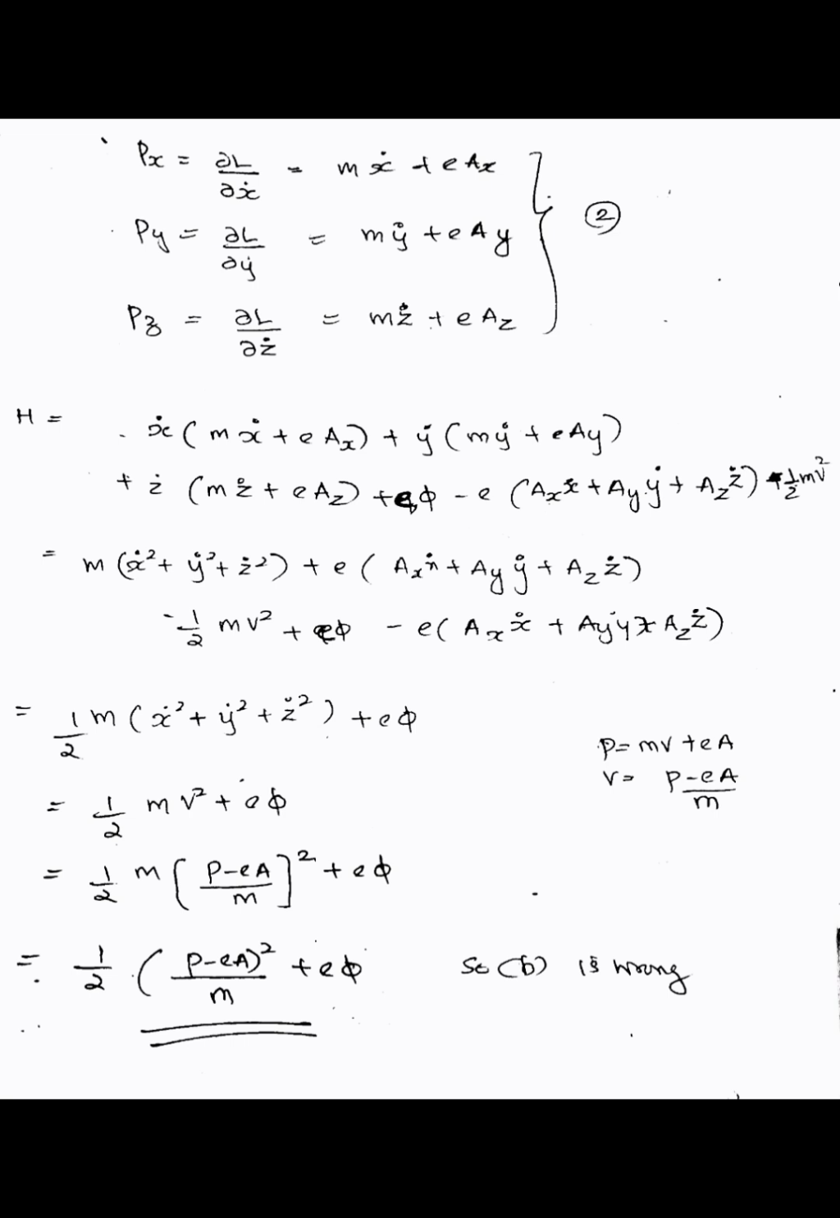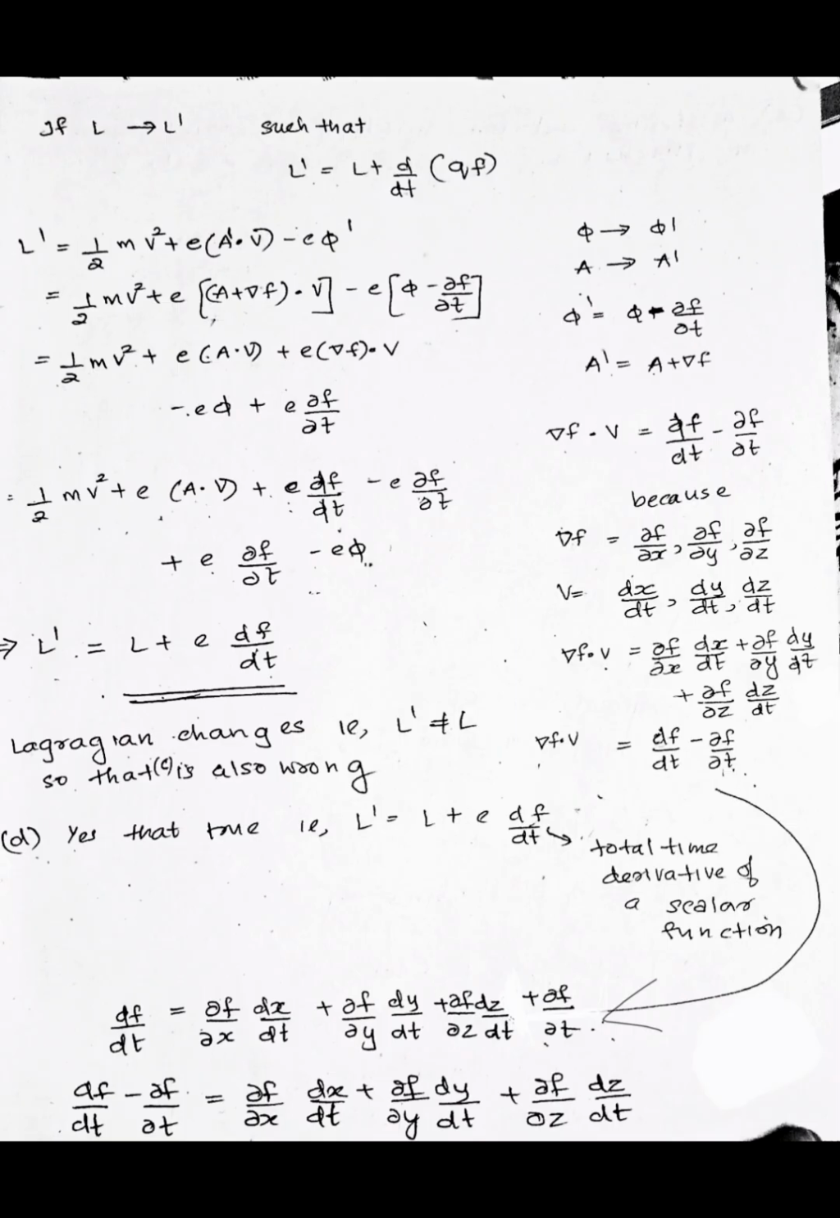That is H is equal to half into (p minus eA) the whole square by m plus eφ. So we can say that option B is also wrong. We need to check whether option C is correct or wrong. Option C says the Lagrangian L remains unchanged under a gauge transformation of the potential. So we need to check if the potentials, that means the scalar and the vector potential, undergo a gauge transformation, whether it causes a change in L or not.